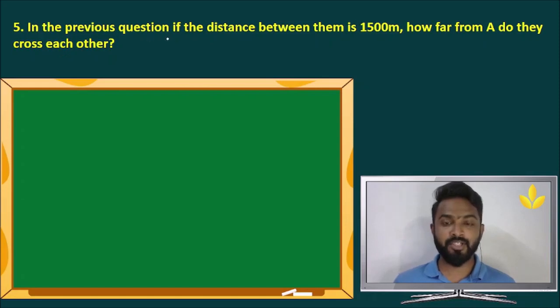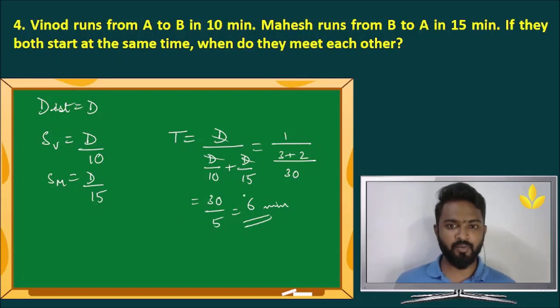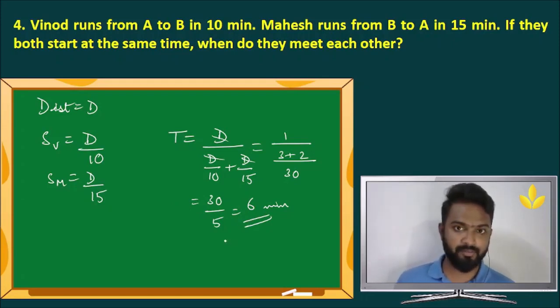In the previous question, if the distance between them is 1500 meters, how far from A do they cross each other? How far from A? Who is traveling from A? Vinod is traveling from A. So we have half the answer already. The time taken for them to meet each other is 6 minutes, right? So in 6 minutes, Vinod traveled how much? That is what we need to find.